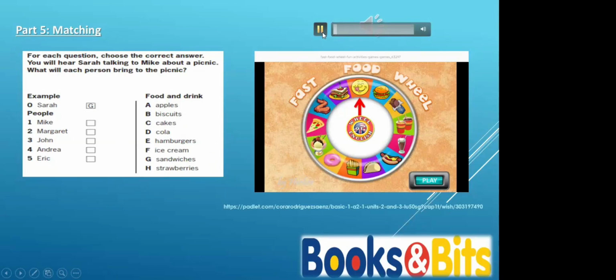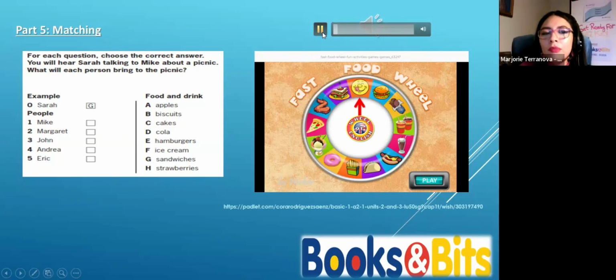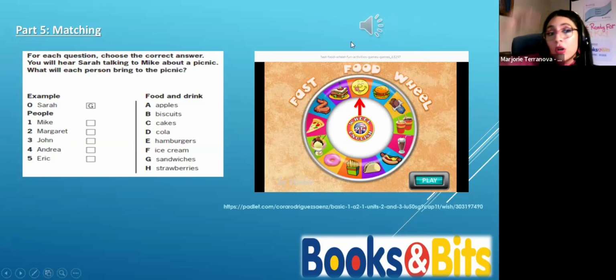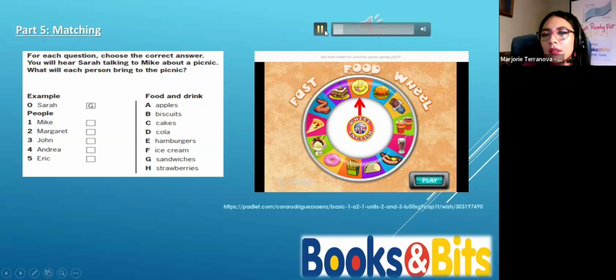Okay, so we already know that Sarah is bringing sandwiches, okay? Now let's see what about Mike, because they go generally in order, right? However, you will usually hear it like that: Sarah talking to Mike about a picnic. What will each person bring to the picnic?